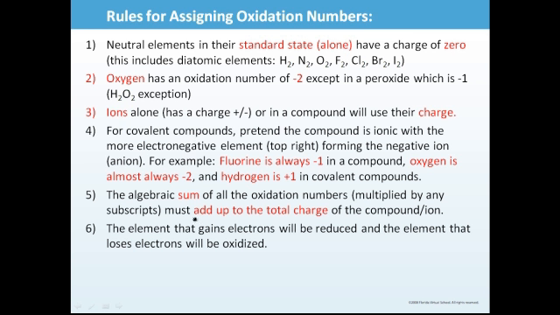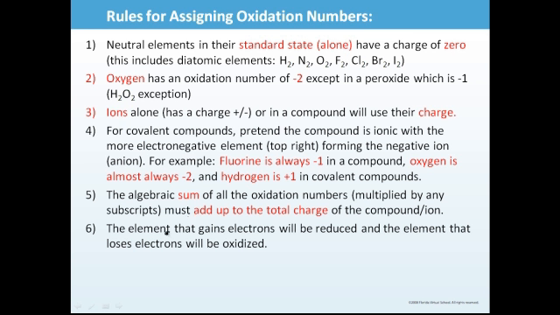All right, rule 5: the algebraic sum of all the oxidation numbers must add up to the total charge of the compound or ion. So if you have a neutral compound, when you add up the oxidation states, that has to equal 0. If you're dealing with an ion, then you have to add up the oxidation states and make sure it equals the charge of that ion.